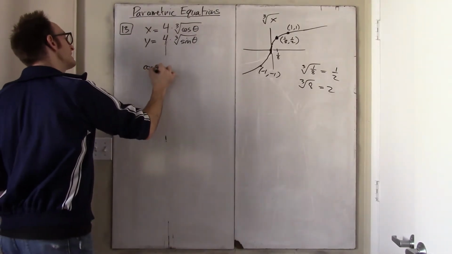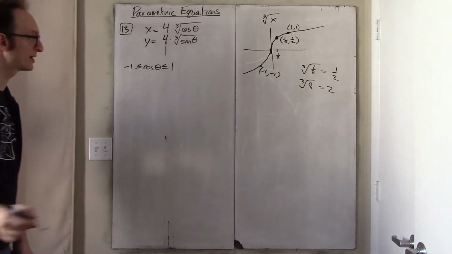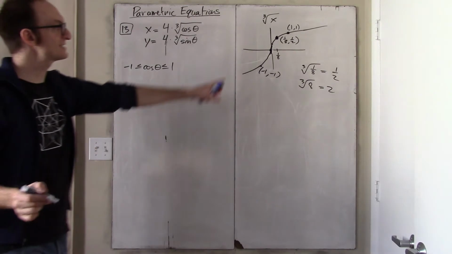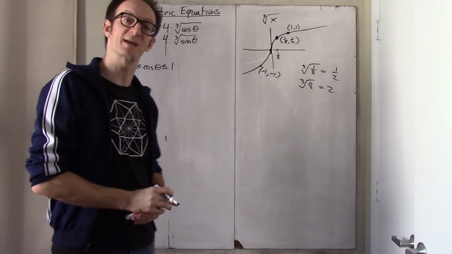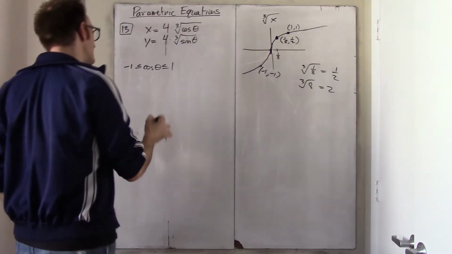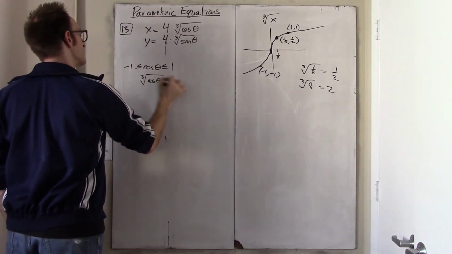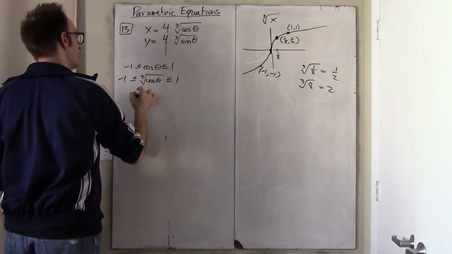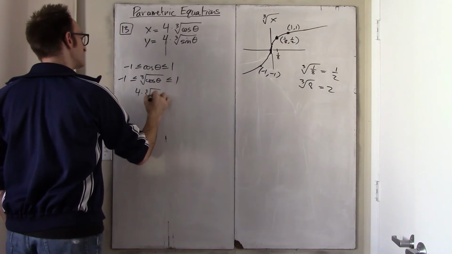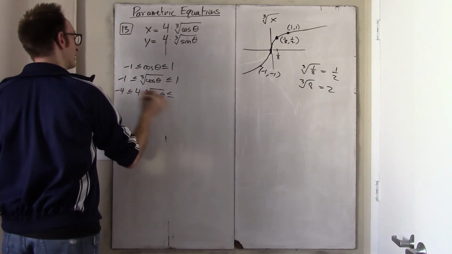Great. Well, what can I say about cosine? One fact about cosine is that it's always between -1 and 1. That's just a fact. And as we can see from our picture and common sense, if you take a cube root of something between -1 and 1, it's also between -1 and 1. So I can say that the cube root of cosine is also between -1 and 1. And if that's true, well then 4 times the cube root of cosine must be between -4 and 4.